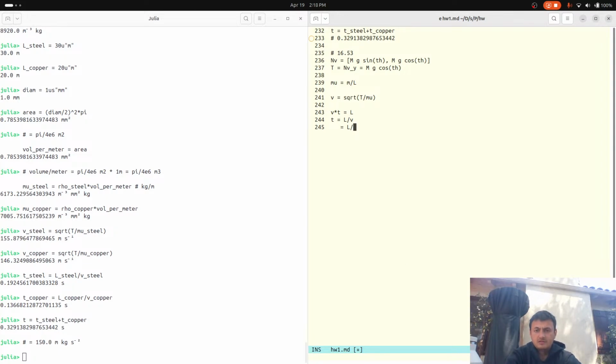So it's going to be L divided by the square root of mg L cos theta divided by m. I think that's it.